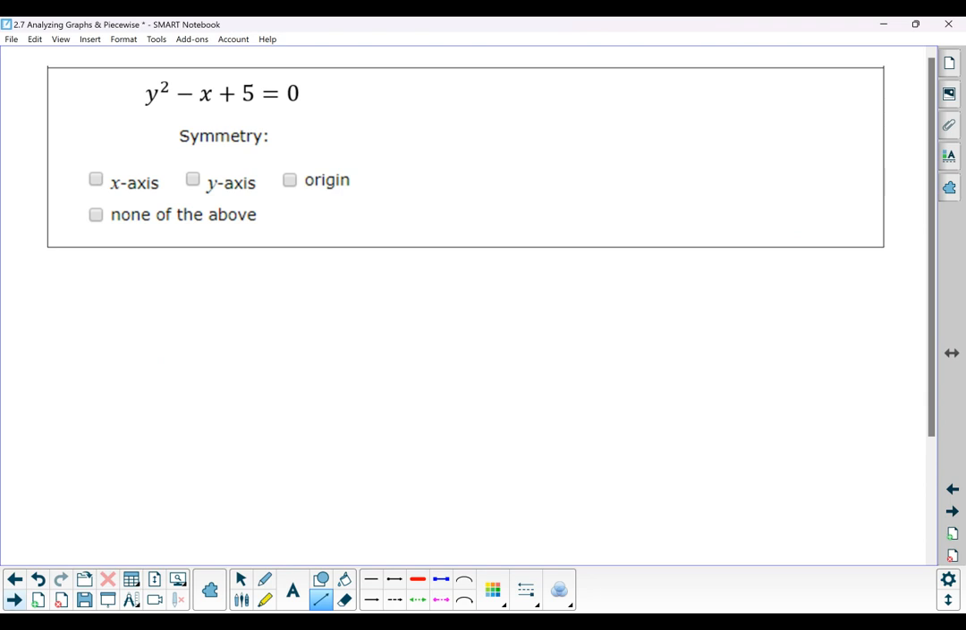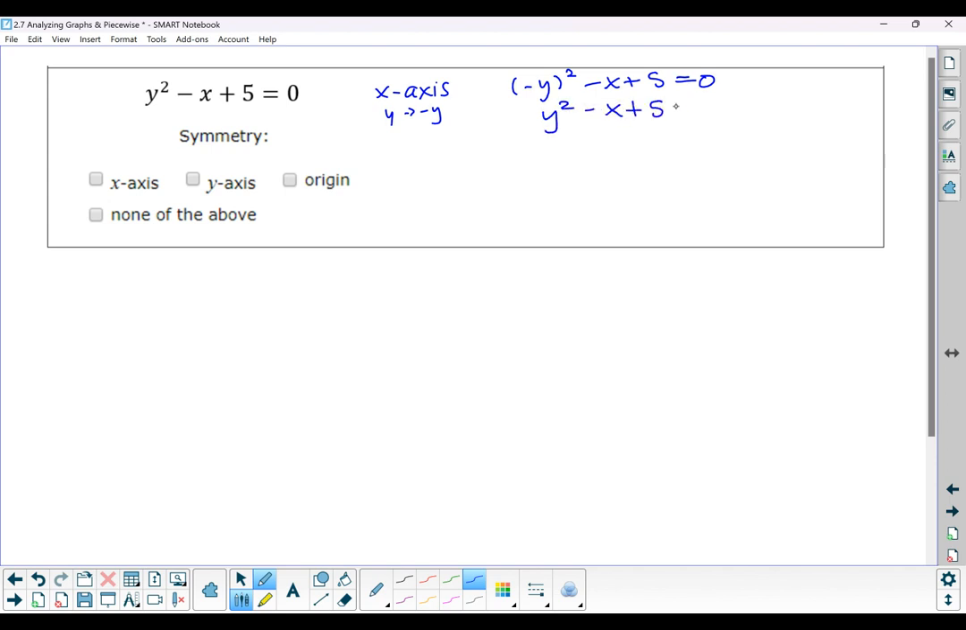Last one. I picked this one because it gave some people trouble one semester. So we're going to first test x-axis symmetry by changing the sign of the y. So this becomes negative y squared minus x plus 5 equals 0, but this is the same as y squared minus x plus 5 equals 0. So that is the same. So we do have x-axis symmetry here.